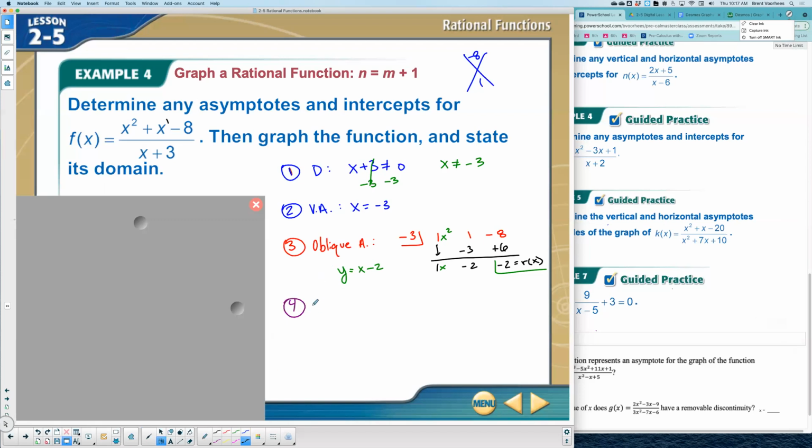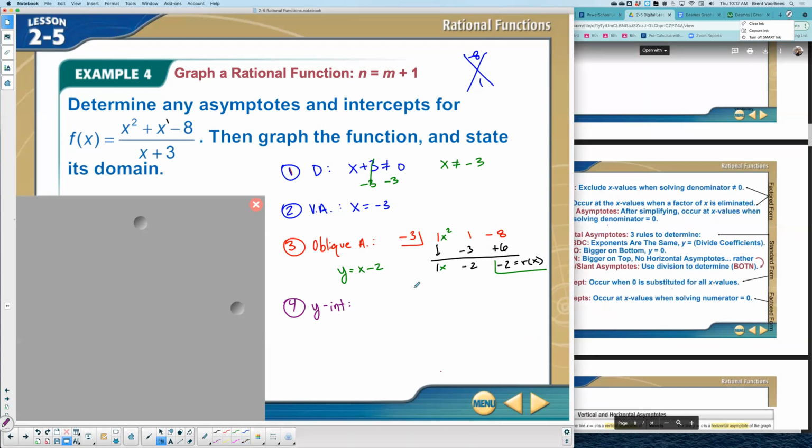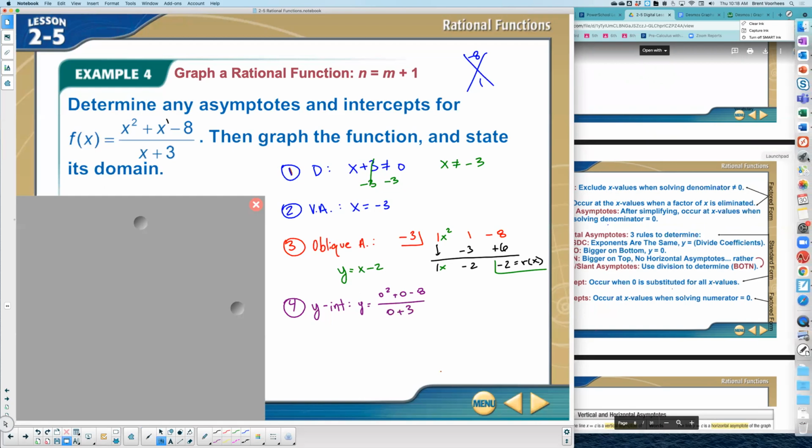Okay, finally, y-intercepts. How do we find the y-intercept? I lost my notes here. You plug in 0. So if I plug in 0, it's y equals 0 squared plus 0 minus 8, over 0 plus 3. I know I'm showing a lot of extra work that you don't have to have. The zeros all cancel.